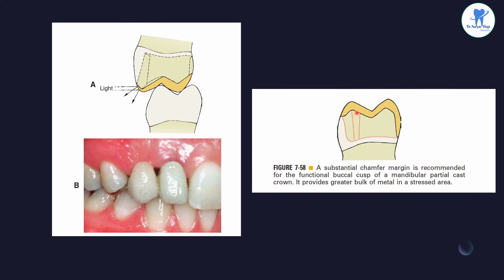Here, a substantial chamfer margin is recommended for the functional cusp of a mandibular partial cast crown, and it provides greater bulk of metal in a stressed area.